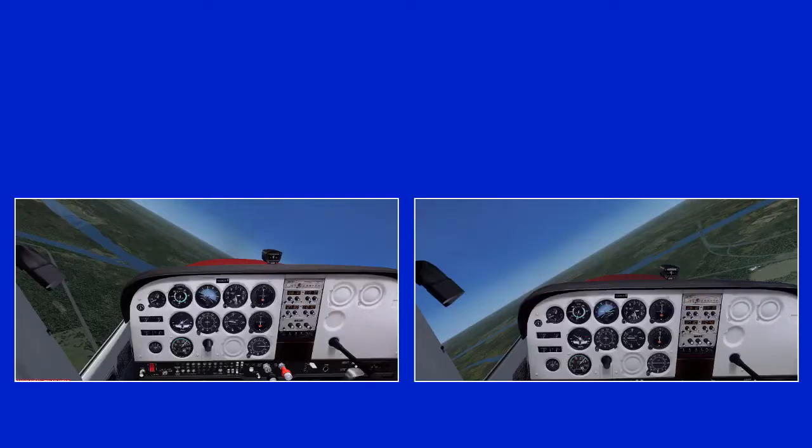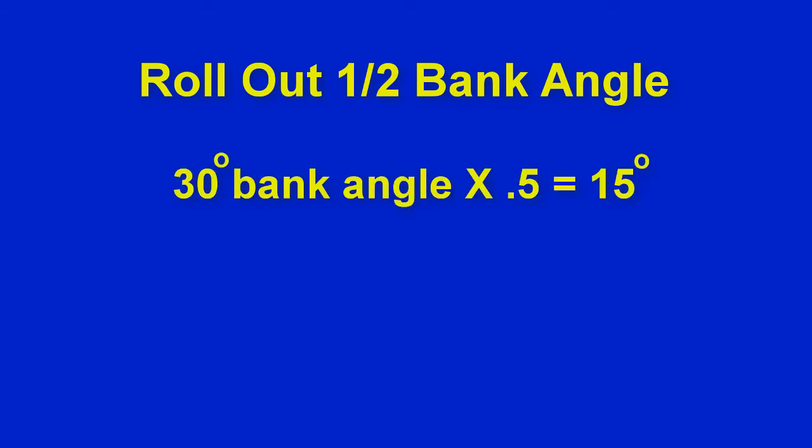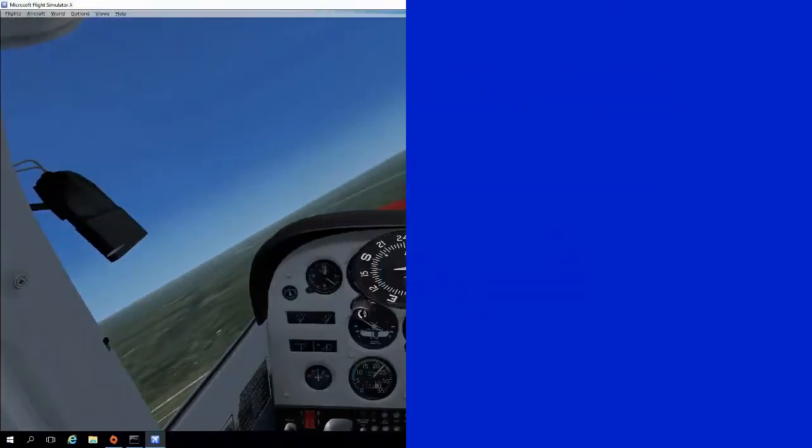Note that the sight picture when you turn to the right will be different than when you turn to the left, as seen here. When you get to about half of the bank angle, you are ready to roll out of the turn. So half of 30 degrees is 15 degrees, which means we will roll out when we reach heading 295.